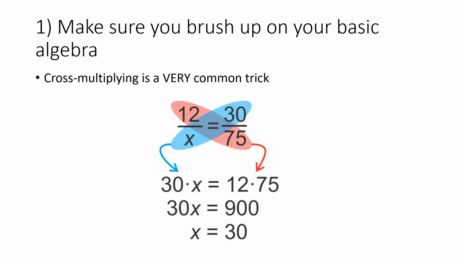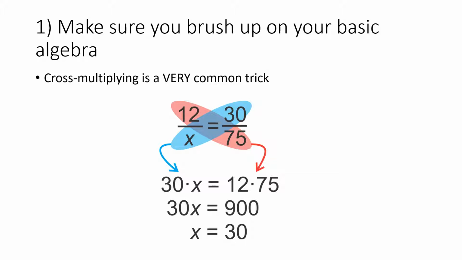To cross-multiply, you go on a diagonal from top to bottom or bottom to top. So 12 times 75 is equal to x times 30. So you can see here that they wrote the 30 times x on the left-hand side and the 12 times 75 on the right-hand side. It doesn't really matter which side you write them on, as long as you write one diagonal on one side of the equal sign and the other diagonal on the other side of the equal sign.